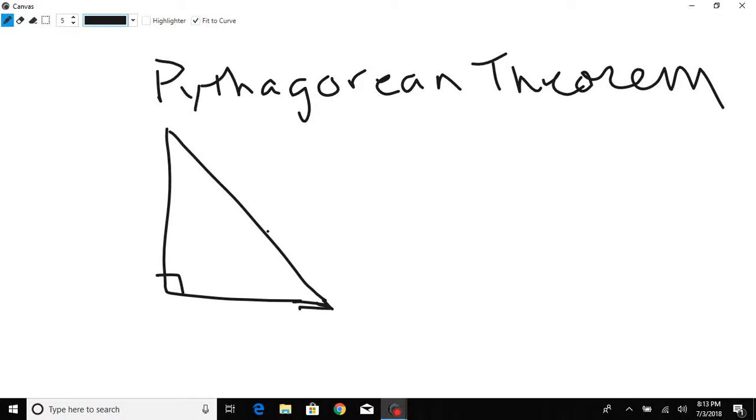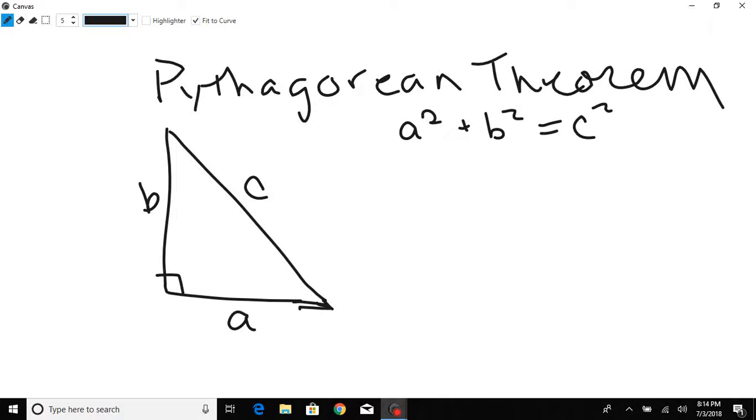It's always opposite the right angle, and it's going to be the longest because these two are smaller angles, acute angles. So we usually label the two smaller legs A and B. They're called legs. And C is the long one, and it's the hypotenuse. And so Pythagoras said that A squared plus B squared is equal to C squared.